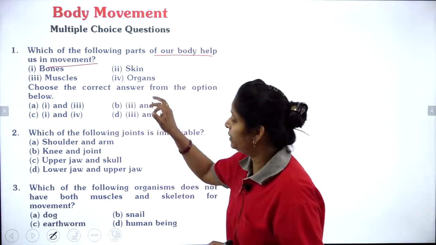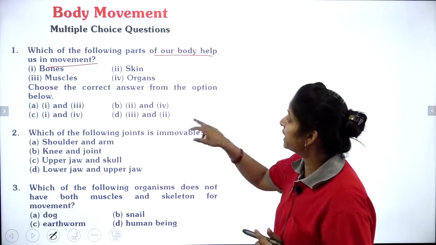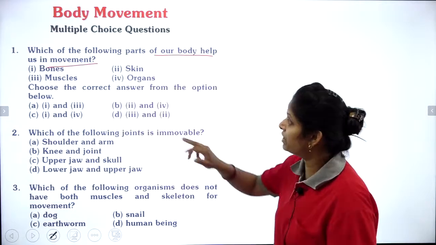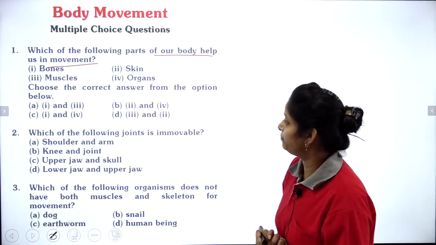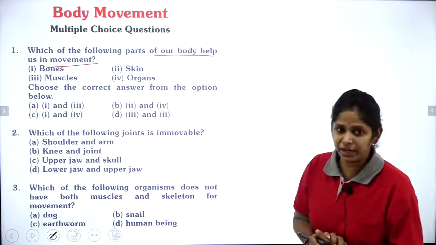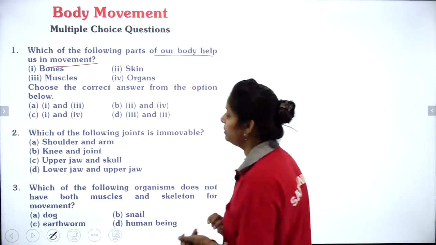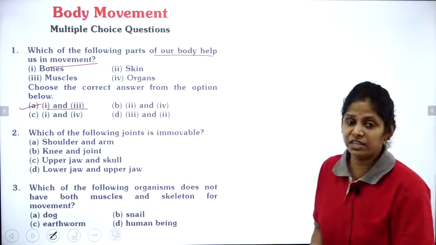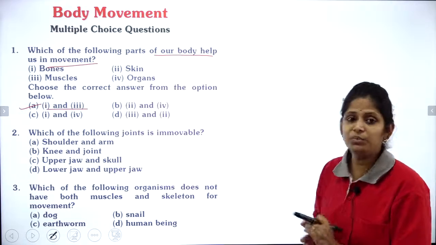First and third, it means bones and muscles help us in movement, or second and fourth, skin and organs help us in movement. Then first and fourth, bones and organs help us in movement, or third and second, it means skin and muscles help us in movement. For this, the right option is first and third. You can see option A, first and third. Bones and muscles help us in movement.